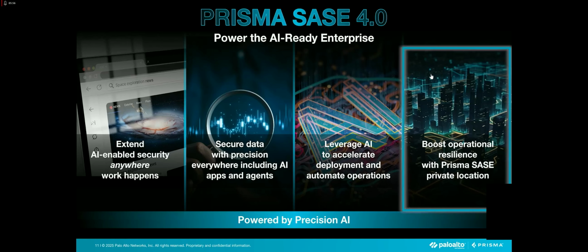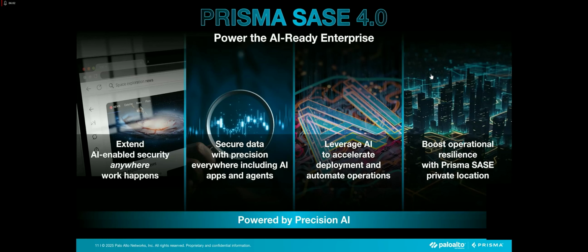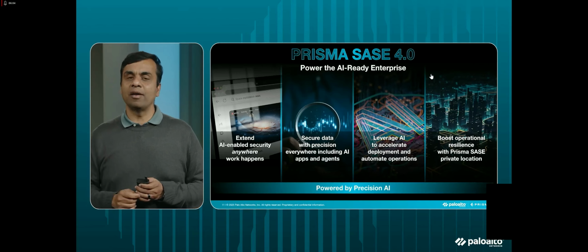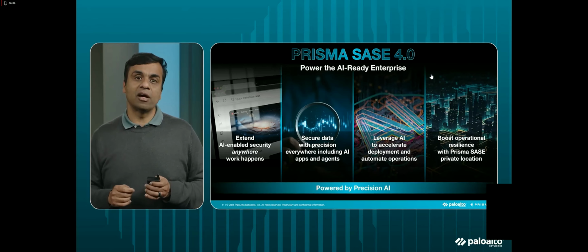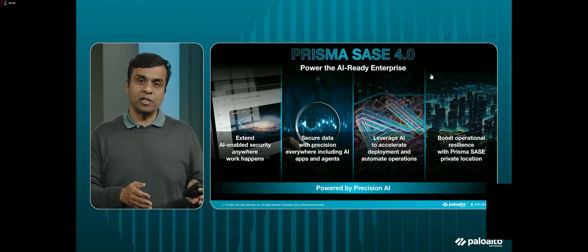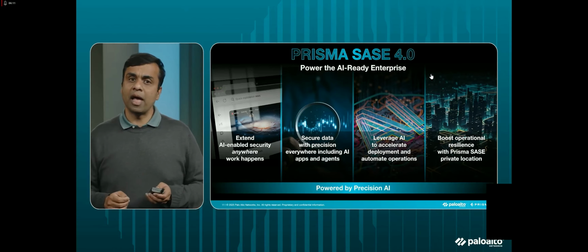And finally, we are boosting operational resilience with Prisma SASE private location, where the firewall acts as part of the SASE fabric. This adds an additional layer of resiliency, extending our SASE platform to campus networks to ensure superior uptime and performance.